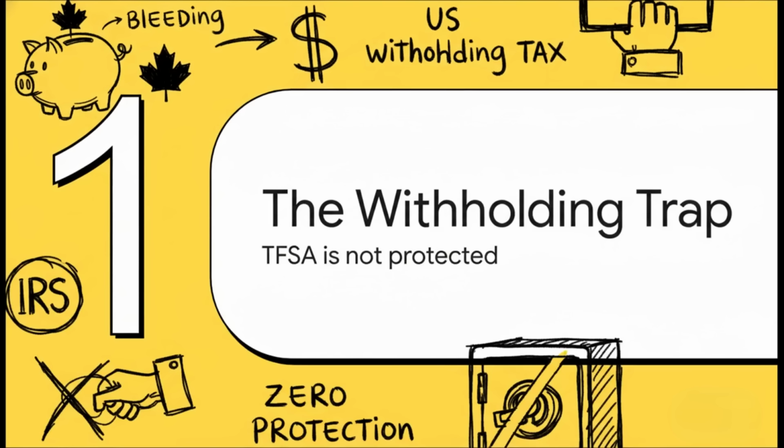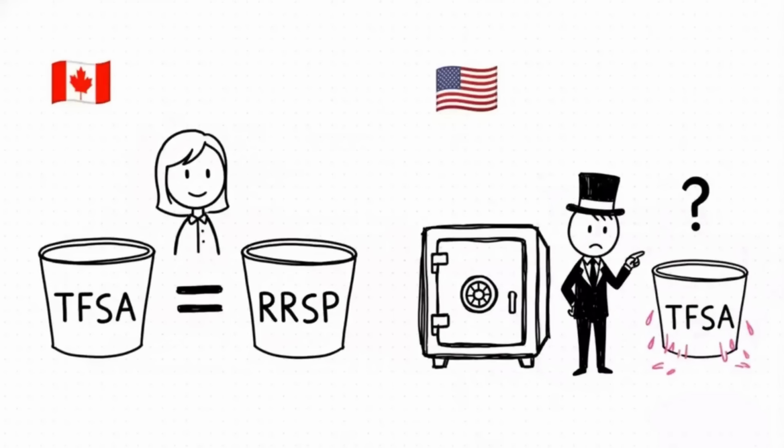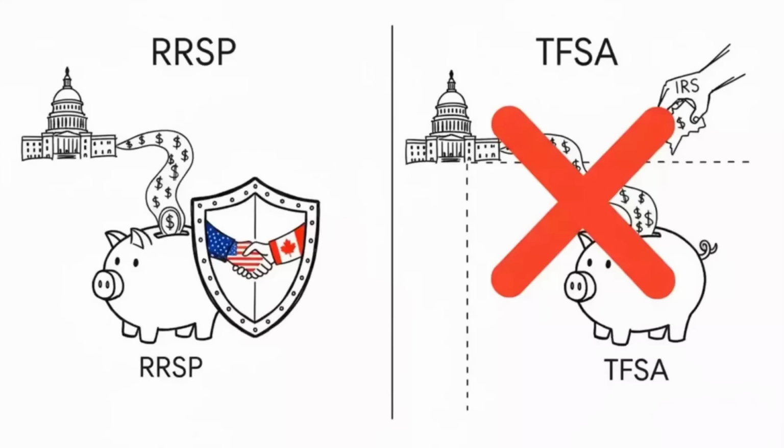The US withholding tax. Most Canadians treat the TFSA and the RRSP as interchangeable buckets. You think they both grow tax-free, so it doesn't matter. Mathematically, that is false. To understand why, you have to understand the history of the Canada-US tax treaty. This treaty was signed to prevent double taxation on retirement income. The United States agreed to respect the RRSP because it is a formal pension vehicle.